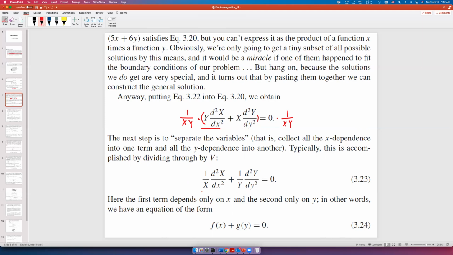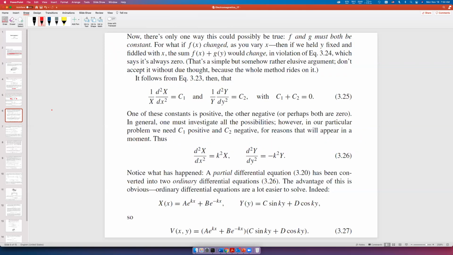Now this could be written as another type of equation: f(x) plus g(y) equals 0, where f is a function of x and g is a function of y. If x and y are independent of each other, and the function of x plus the function of y equals 0, then what does that mean? That means f and g must both be constant.